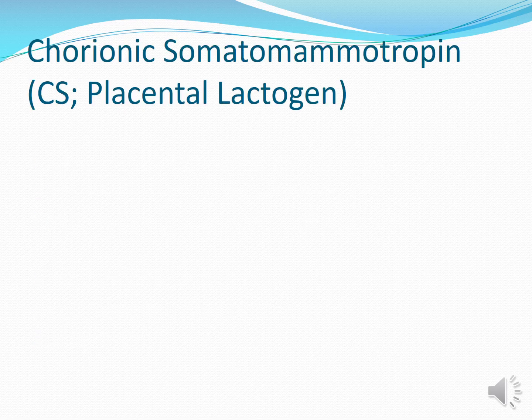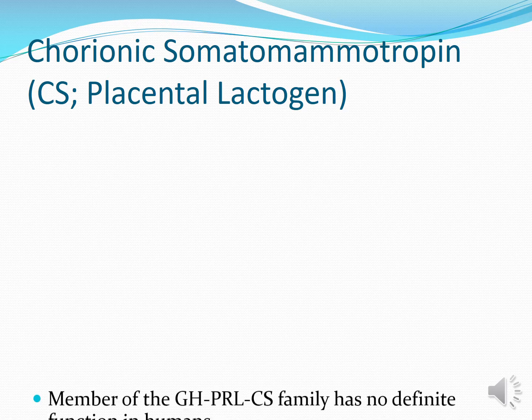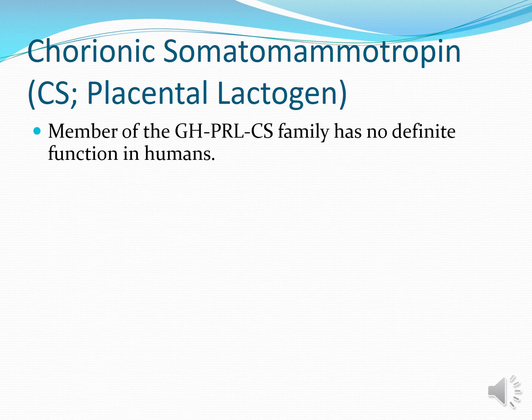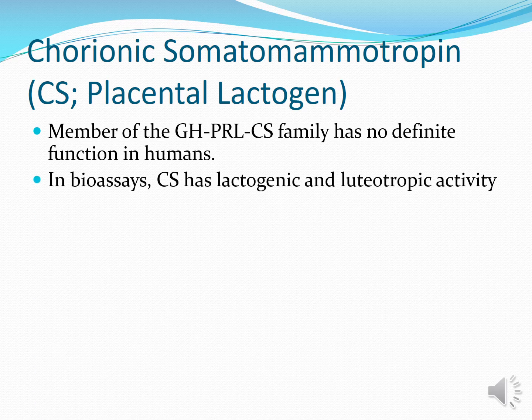Now, the next hormone of this group is chorionic somatomammotrophin, also called placental lactogen. The final member of the growth hormone, prolactin and chorionic somatomammotrophin family has no definite function in humans. In bioassay, chorionic somatomammotrophin has lactogenic and luteotrophic activity.